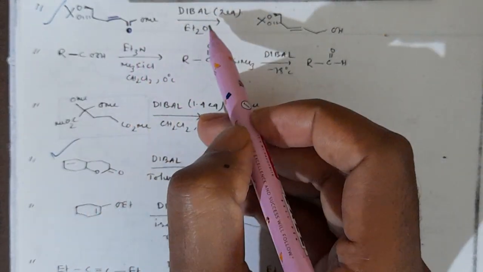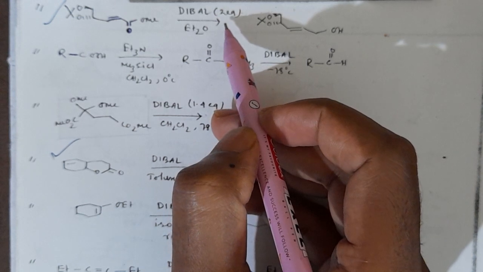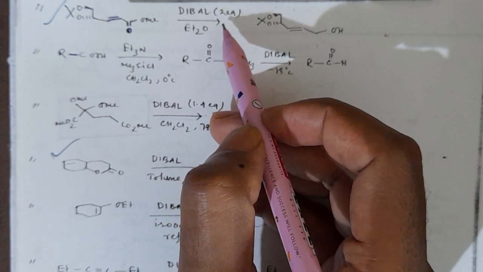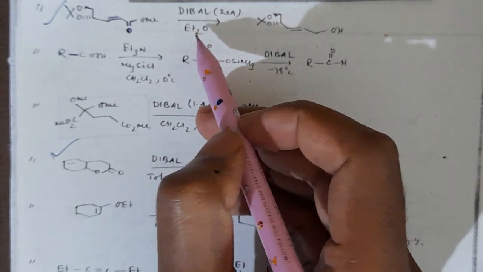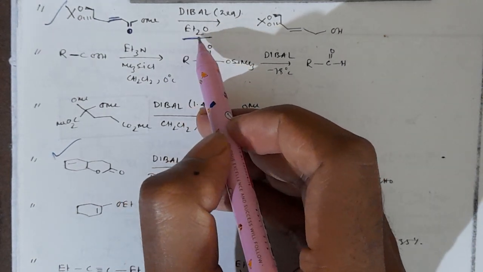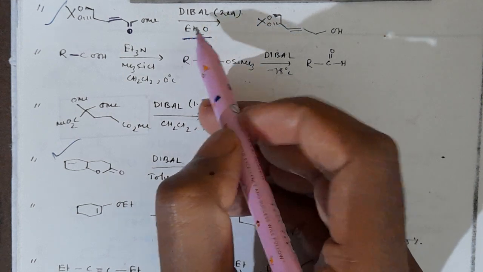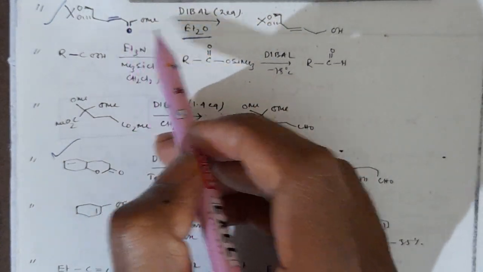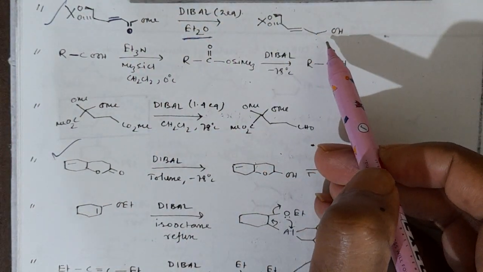Because you can see the amount of DIBAL used here is 2 equivalents, and a polar solvent is used. Okay, diethyl ether is a polar solvent, so that is why this particular ester group gives the alcohol product.